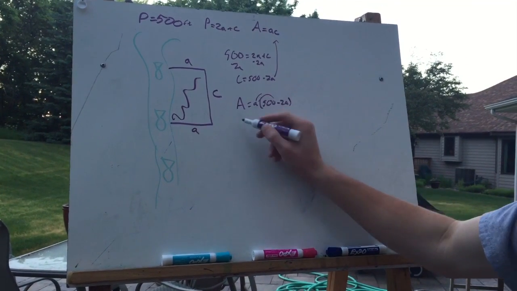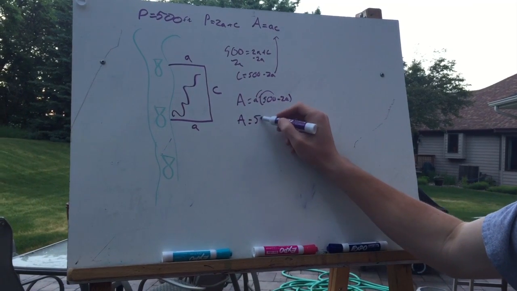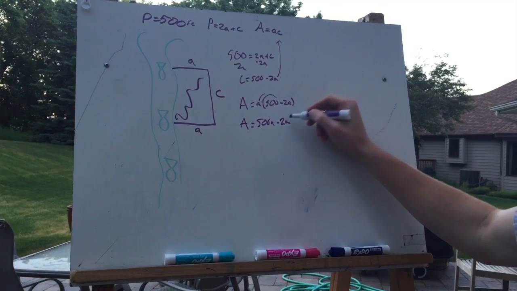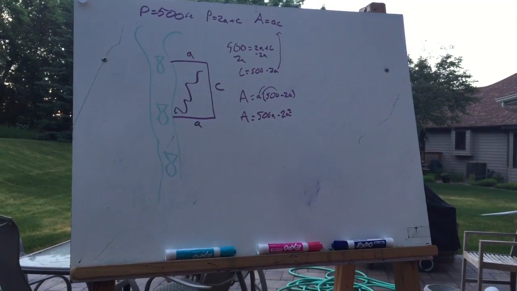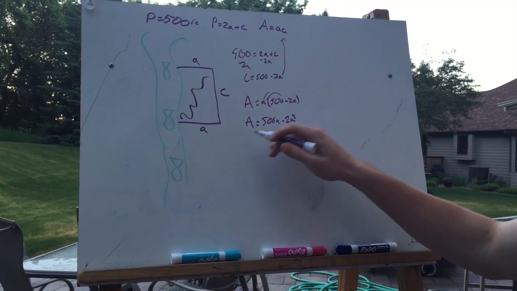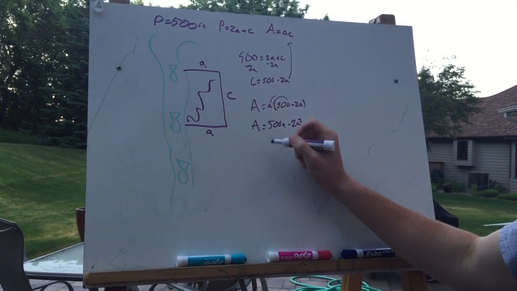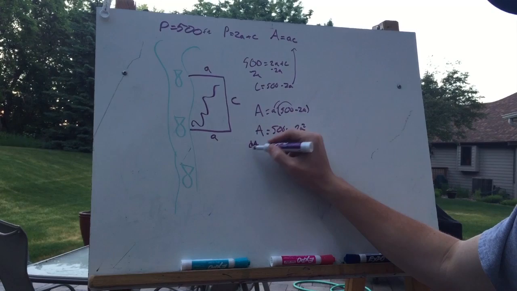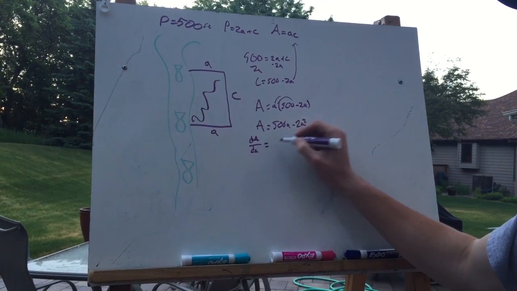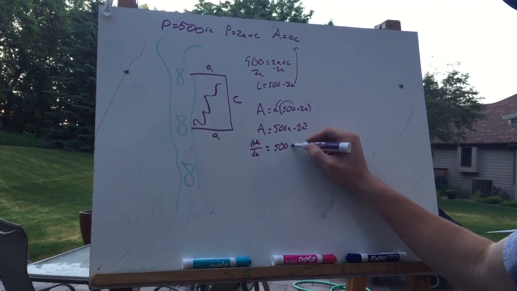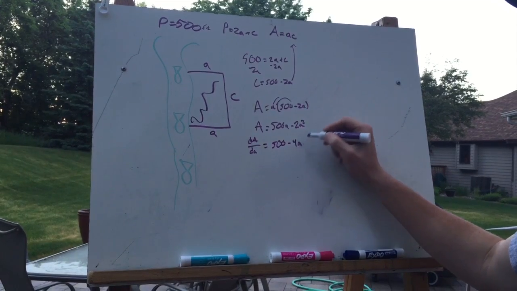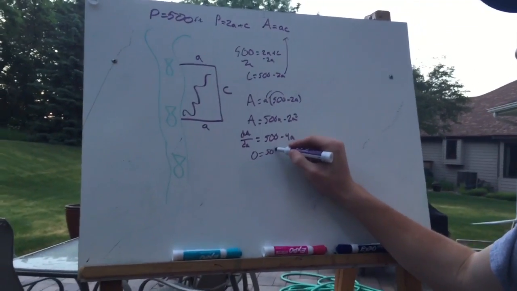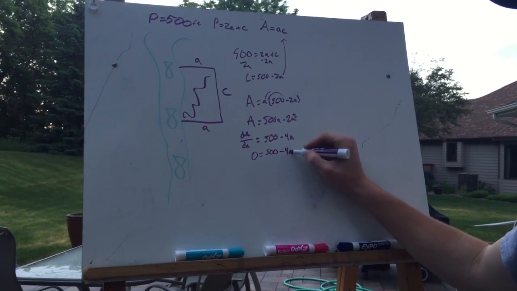We're going to distribute that. Big A equals 500a minus 2a squared. Now, to maximize the area, we're going to take the derivative of this. So dA/da equals 500 minus 4a. We're going to set that equal to 0 to find the critical point.